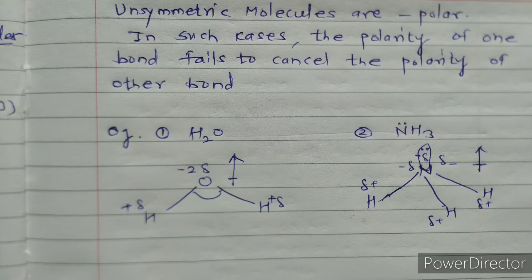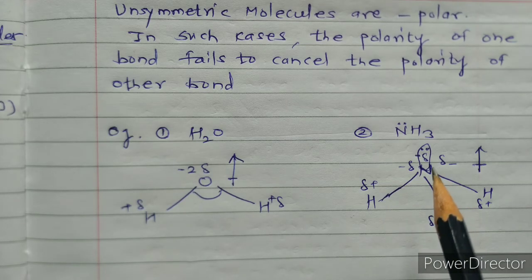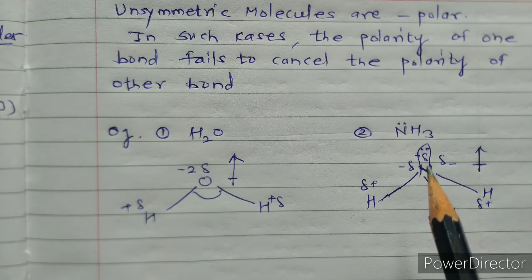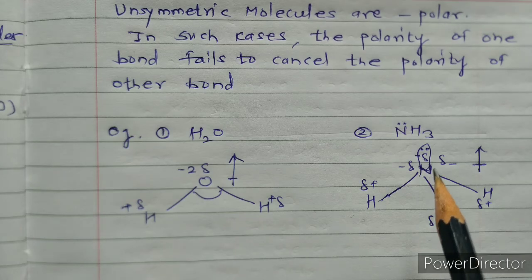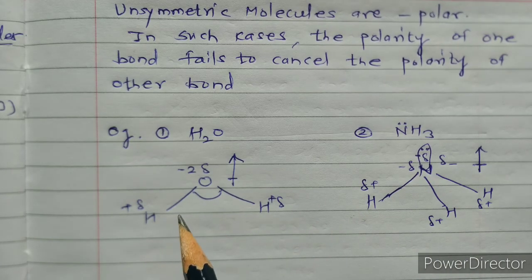Unsymmetric molecules are polar. In such cases, the polarity of one bond fails to cancel the polarity of other bonds. For example, in H2O and ammonia, in the case of ammonia, the nitrogen-hydrogen bonds fail to cancel their bond moments. In the case of water, the hydrogen-oxygen bonds fail to cancel their bond moments.